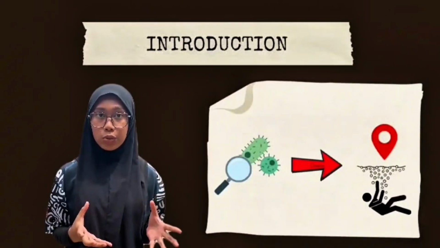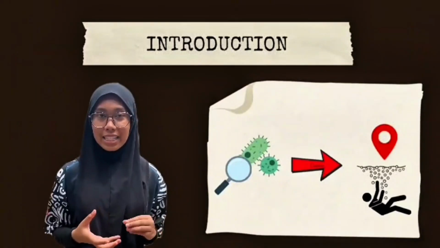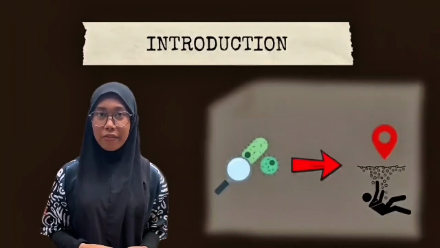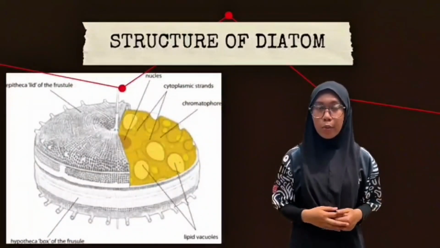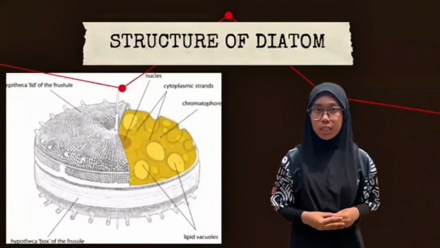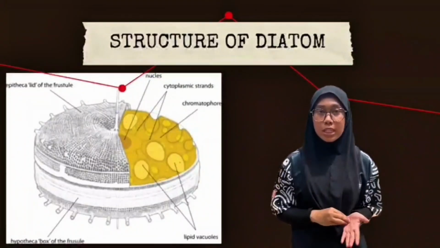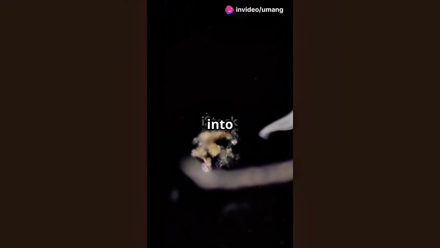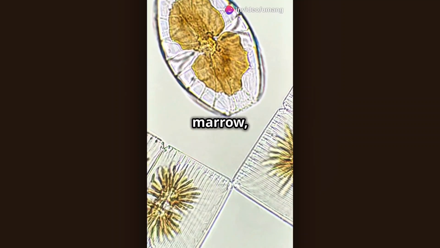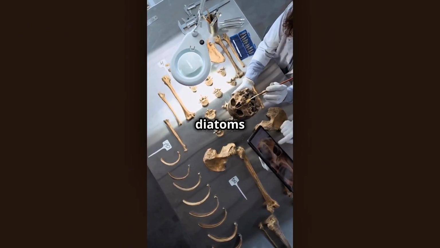To solve this issue, forensic scientists use aquatic microorganisms such as diatoms as biological evidence. Diatoms are microscopic algae with silica cell walls called frustules. These structures are very resistant to decomposition, which makes them very useful in forensic investigation. When someone drowns, water enters their lungs, carrying these tiny diatoms into the bloodstream. They travel all the way to the bone marrow, where they leave behind crucial evidence. During an autopsy, forensic experts search for these diatoms in the bone marrow.